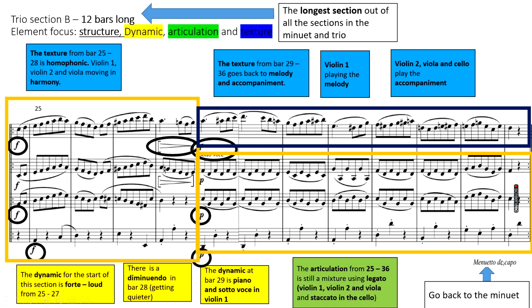And also, when you're analysing this piece of music in your exam, you might be given a blank score. And they might say, what section is this? This is another little cheat to know that you were in section B of the trio, because that's the only time that you will see menuetto da capo. And you'll only see that in section B of the trio.